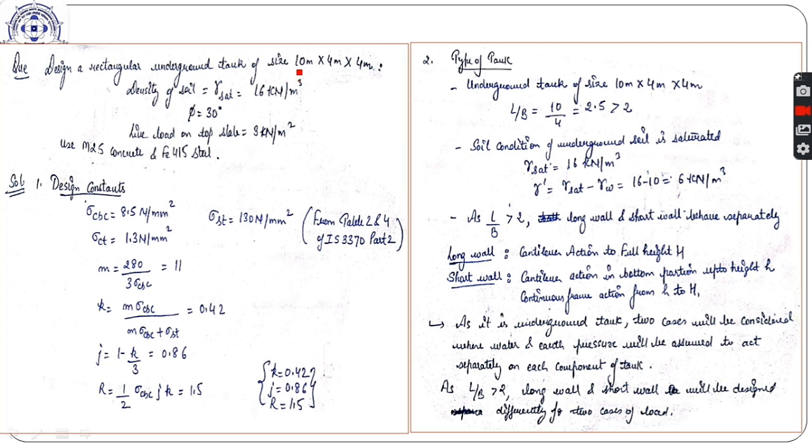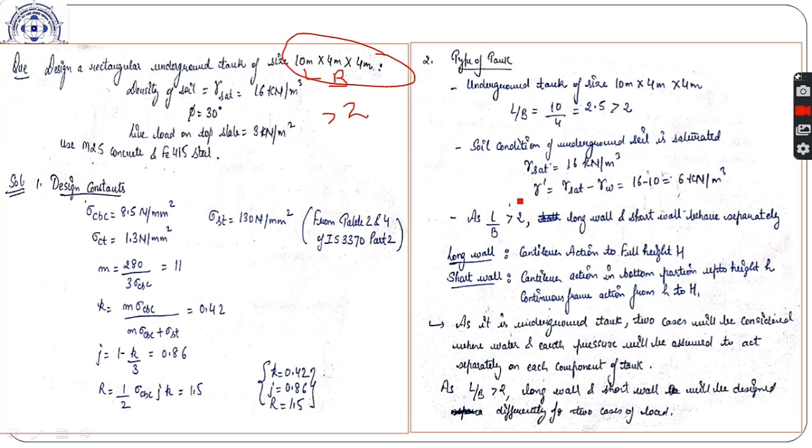So I have taken, as you can see, L is 10 and B is 4. So the L by B ratio is coming out to be greater than 2. 10 by 4 is 2.5. I have taken this question here because in the previous video lecture I had not explained to you how the tank walls are designed when a rectangular tank has L by B greater than 2. So I am explaining that as a part of this question.